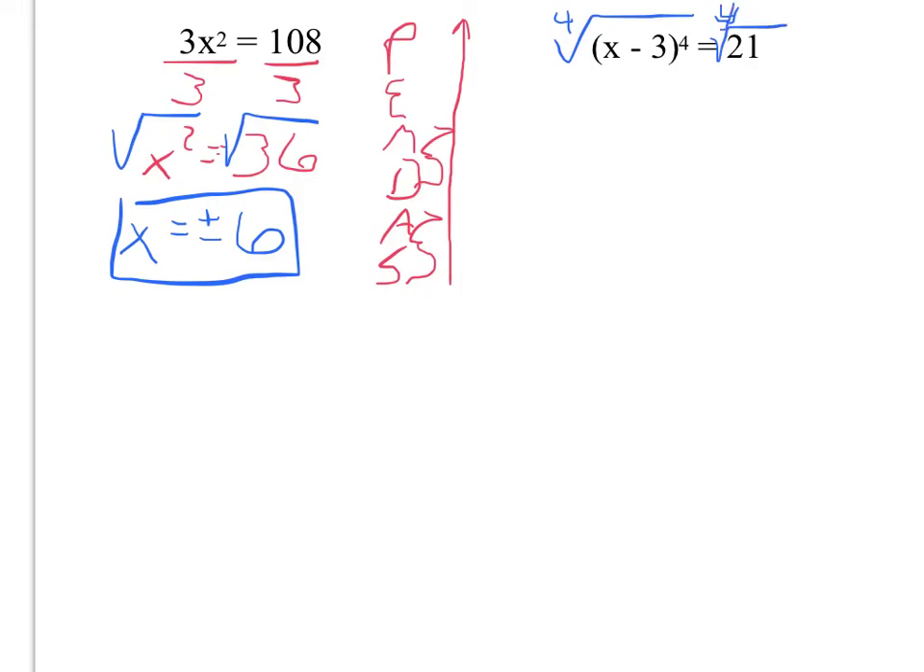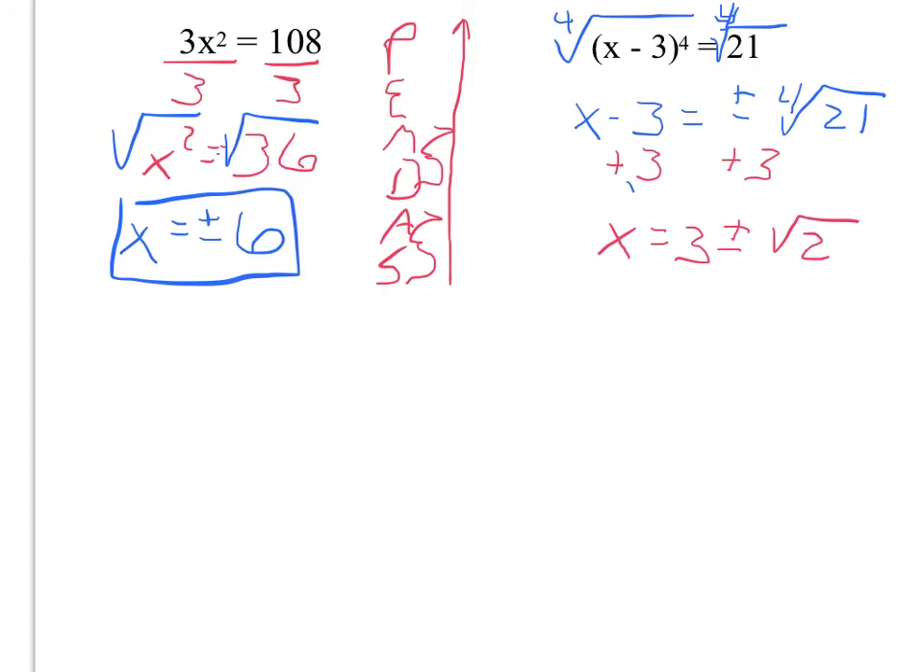So now on the left side, the fourth root and fourth power get rid of each other, so we have x minus 3. Equals. On the right side, it's an even root, so we must do plus or minus. And the fourth root of 21, that's not going to come out very nicely, so we're just going to leave it like that. Now we can finish getting x alone. We can add that 3 over to the other side. So x equals 3 plus or minus the fourth root of 21. And there it is. We'll just leave it like that. That's exact. That'll work.